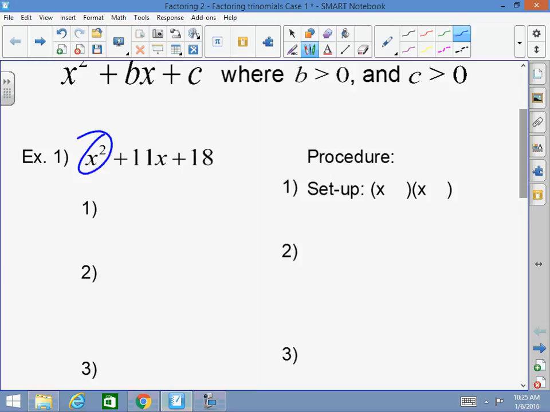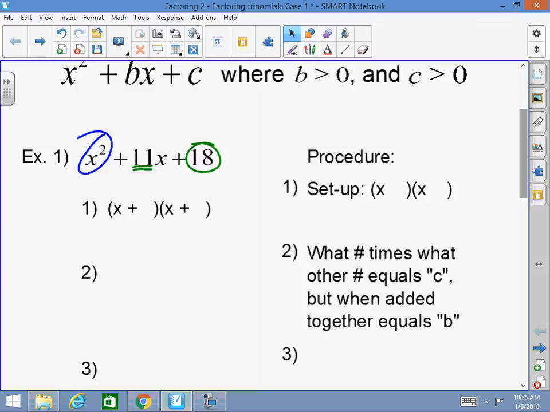And the square root of x squared is x. So I'm going to go ahead and literally set up x and x. Step 2, I'm going to ask myself, what times what is the c value, but when added together is the b value? So what number times what other number equals c, but when added together equals b? It'd be 9 and 2. So 9 times 2 equals 18, and 9 plus 2 equals 11.